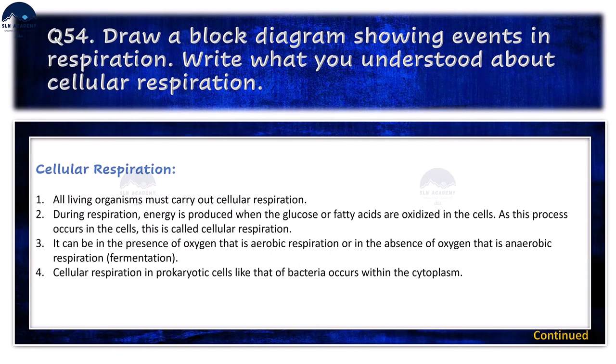Cellular respiration. All living organisms must carry out cellular respiration. During respiration, energy is produced when glucose or fatty acids are oxidized in the cells. As this process occurs in the cells, it is called cellular respiration. It can be in the presence of oxygen, that is aerobic respiration, or in the absence of oxygen, that is anaerobic respiration. Cellular respiration in prokaryotic cells like that of bacteria occurs within the cytoplasm.